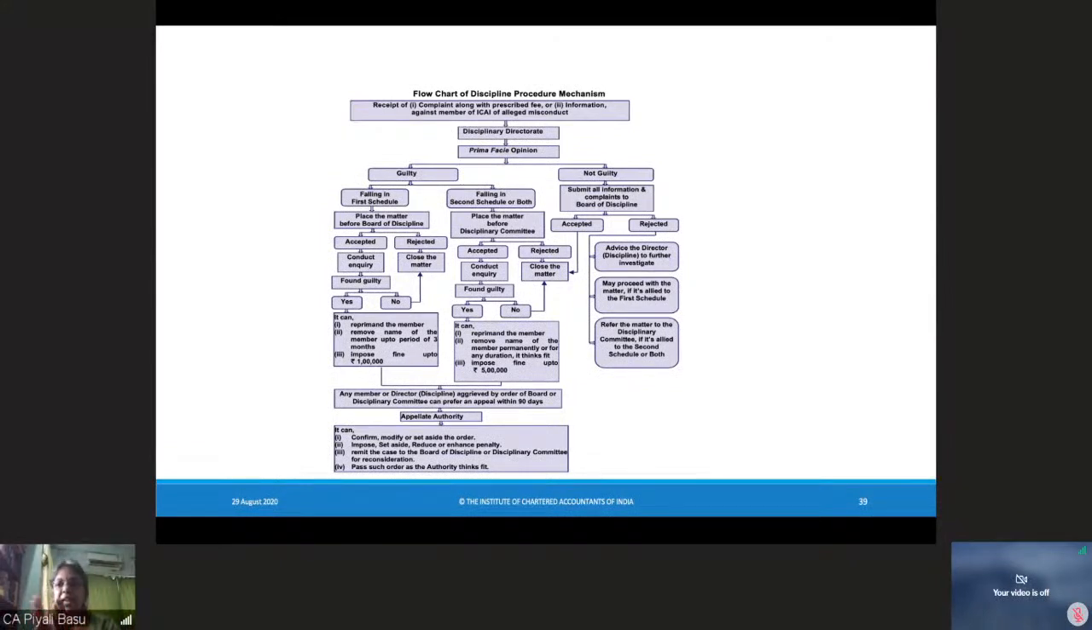Next, if a member, whether in service or in practice, is guilty of a misconduct vide the clauses of various parts in the second schedule and also of the first schedule, the matter will be placed directly before the disciplinary committee. It goes straight away to the disciplinary committee, so it is very, very serious in nature.